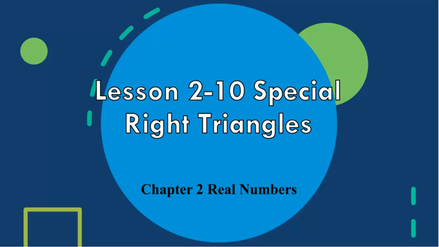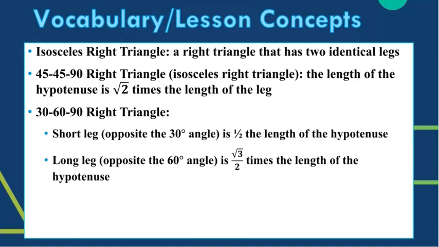Lesson 2-10, Special Right Triangles. So in this video, we're going to review two of the special kinds of right triangles, the 30, 60, 90 and the 45, 45, 90 triangle. And we're going to use those to help us find the side lengths of a right triangle. So first off, let's review those.